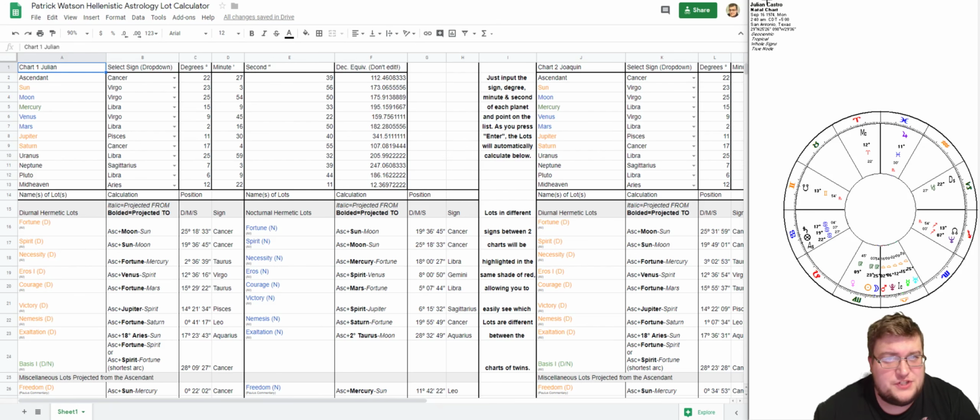You've cast the chart of two twins, and the charts are exactly the same. The ascendants are in the same sign, the midheaven is in the same sign, the moon is in the same sign, the sun is in the same sign, everything is in the same sign. Very, very close to the same degree and minute.